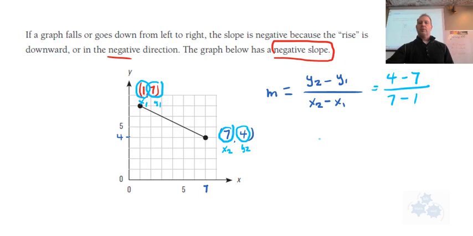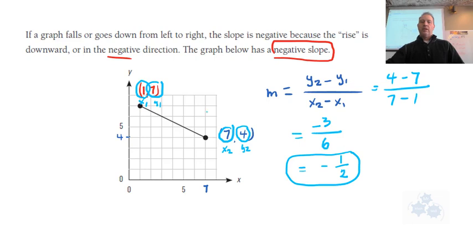So what's the actual slope here? Well, if I simplify that, 4 minus 7 is negative 3. Please be aware of the negative signs. It's not just 3, it's actually negative 3. And 7 minus 1 is positive 6. So the slope here is negative 1/2 if we simplify that. So see, this is a negative slope. It goes down from left to right. And now we've proven that by using our new slope formula.